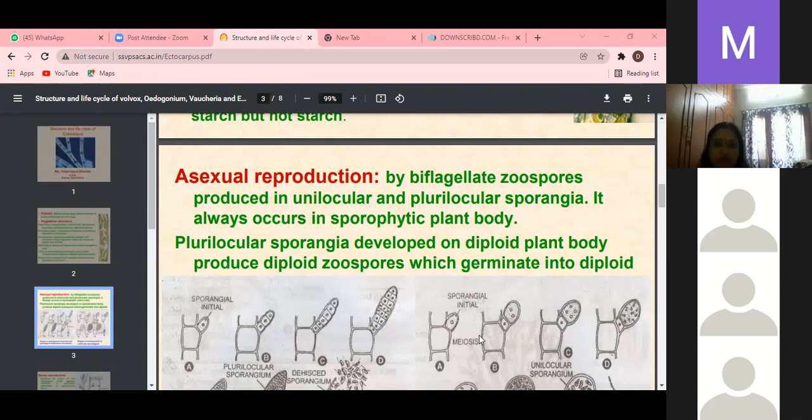Yeah, what happened? Tell me, anyone, what is the difference between the sporophytic system and the gametophytic system? You don't know? Girls, tell me what happened. What is the meaning of sporophytic? What is the meaning of gametophytic? You don't know?